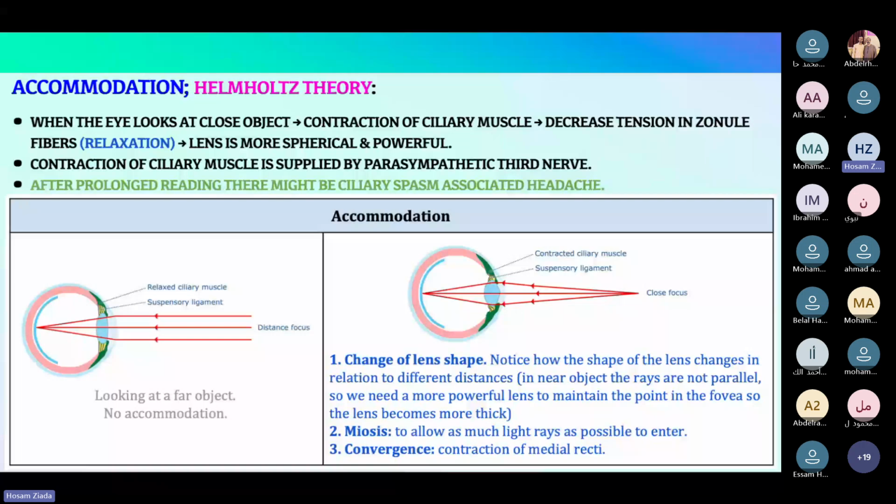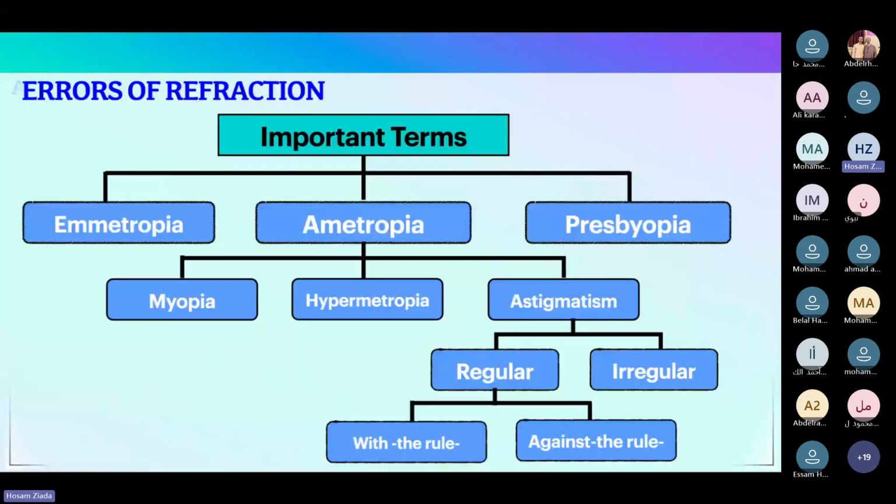Excuse me, when we are looking at an object at 6 meters, it means that there is mostly no accommodation. The accommodation will be zero in this situation. So, going to the errors of refraction.